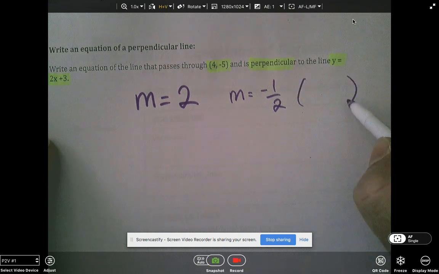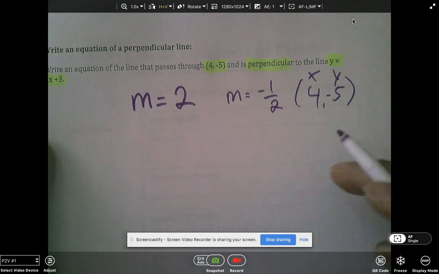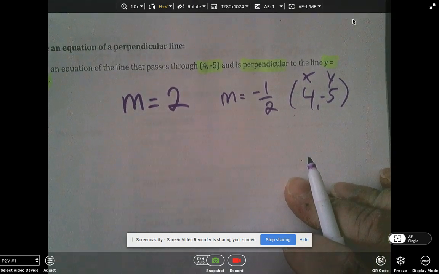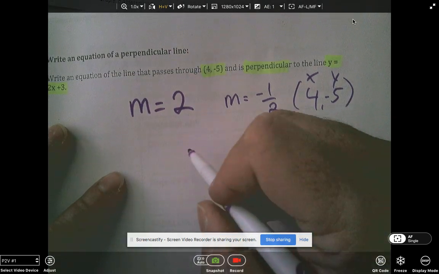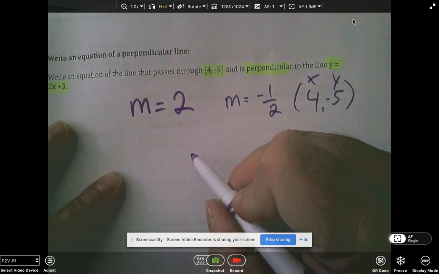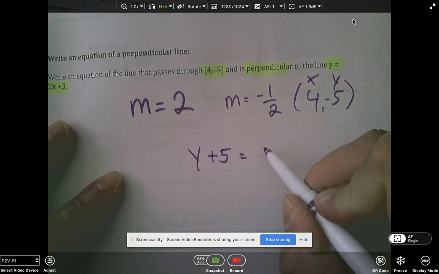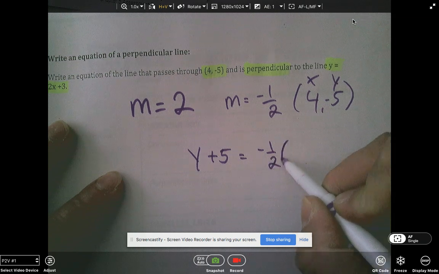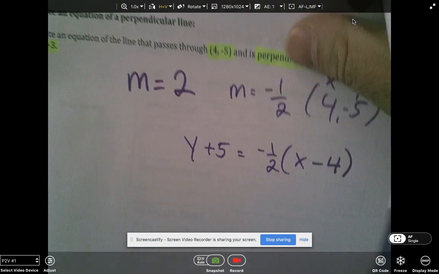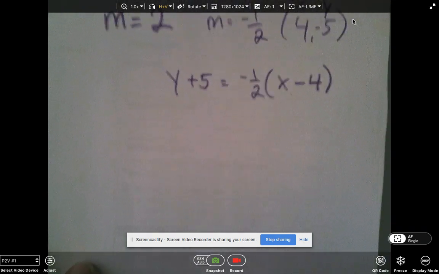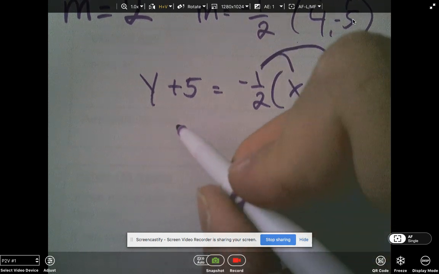Now we have the point, which is (4, -5). So this is my x, this is my y. Just like before, we're going to put it into point-slope form. Who can tell me this equation in point-slope form? y plus 5 equals -1/2 (x minus 4). And I can't remember off the top of my head, but I'm assuming we put this in slope-intercept form for the last one.